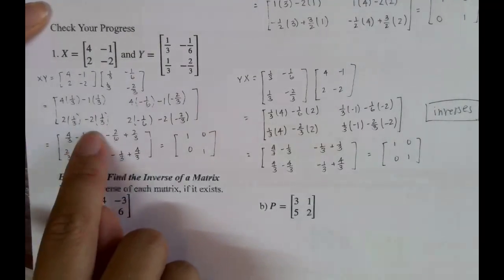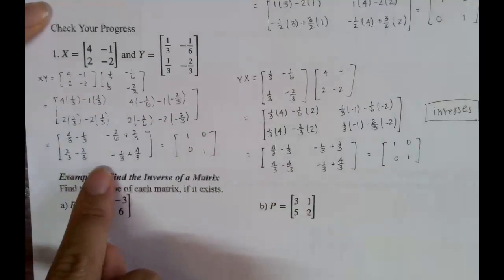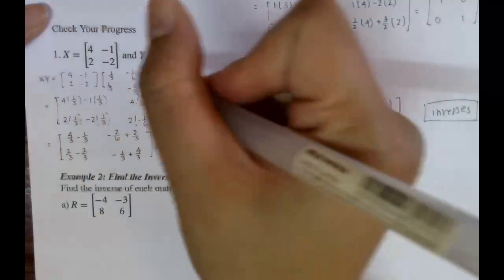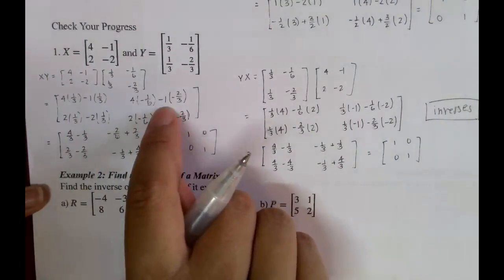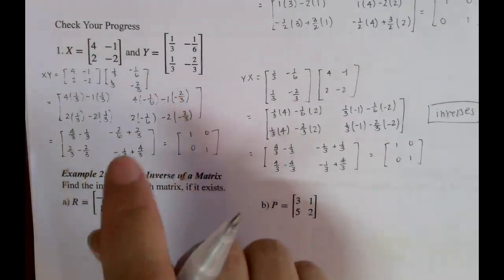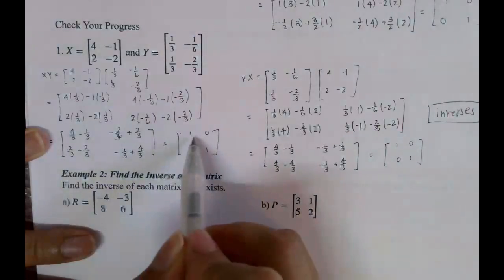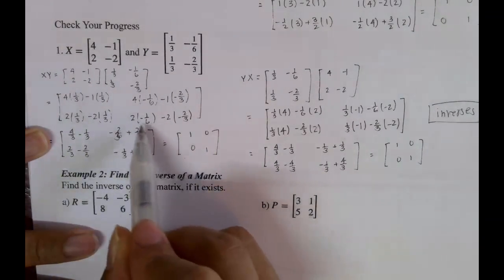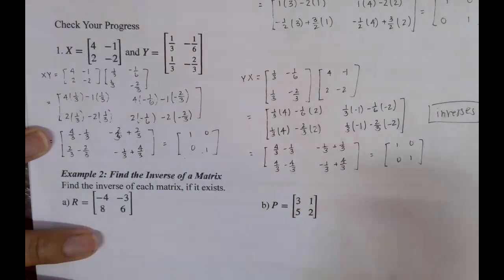and then simplified. 4/3 minus 1/3 is 1. Sorry, this should be negative. Hold on. So this should be negative 2/3, my bad. Plus 2/3 is 0. And then 2/3 minus 2/3 is also 0. And then this becomes negative 1/3 plus 4/3, and that is 1.